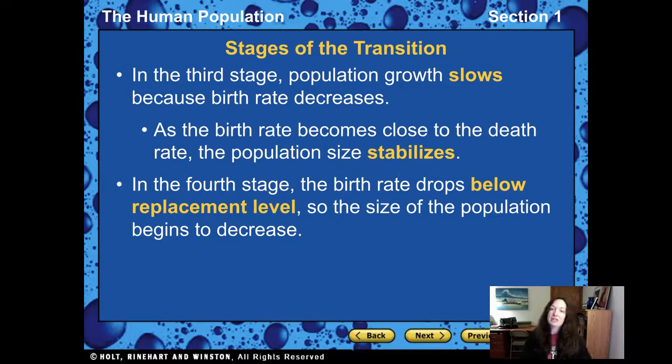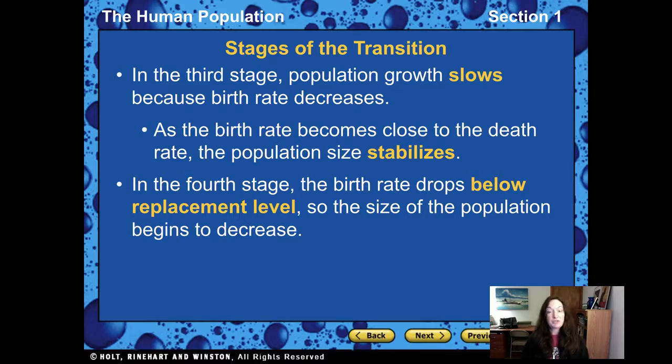In the third stage, the population growth slows because the birth rate decreases. So the birth rate comes close to the death rate, and then the population stabilizes or becomes a very slow growing population. In the third stage, it is actually better to have fewer children. So it's advantageous to have smaller families because in an industrialized society, which is what you have in the third stage, it's very expensive to raise children. So it's actually beneficial to have fewer children. Small family sizes are better.